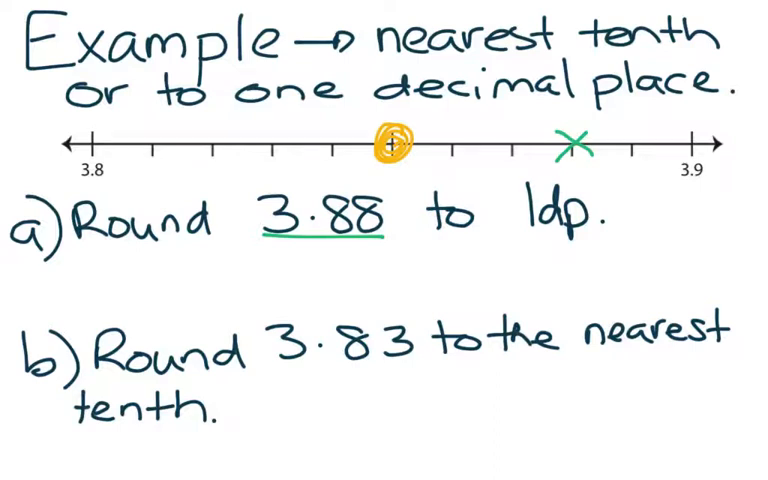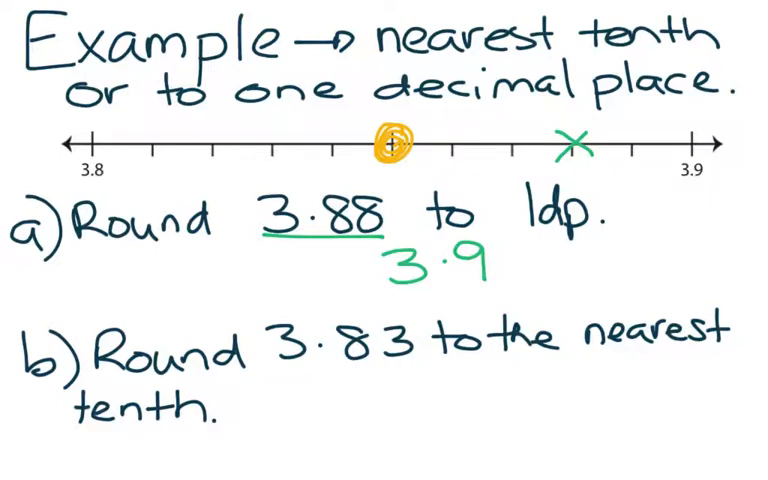Now, we then say, is it closer to 3.8 or 3.9? And you should be able to see that it is closer to 3.9. And see how I've only put one number after the decimal point? That's because we're asked to round to one decimal place.